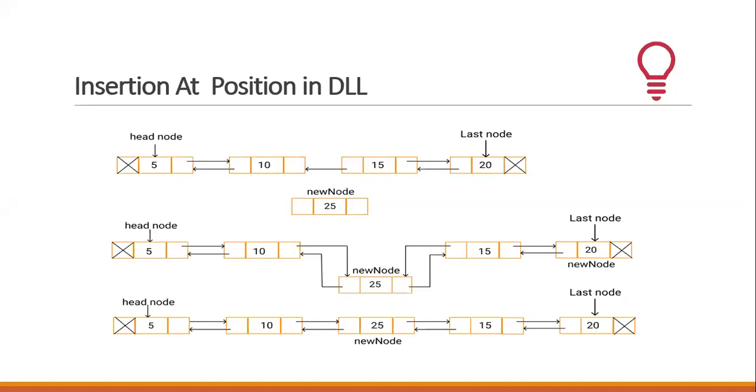Now, position can be given in two ways. Either the position can be given in terms of after 2 nodes, 3 nodes, or the position can be given with respect to a value. As in, I'm telling that I want to insert a new node after the value 10. So here we are trying to understand what if the user says insert a new node after 10, or after some other value.